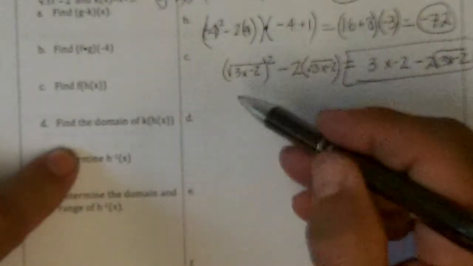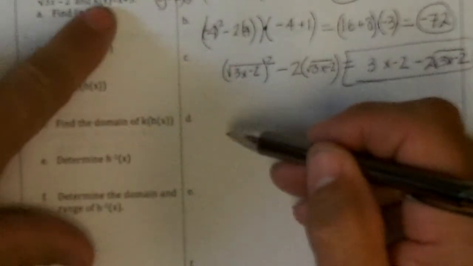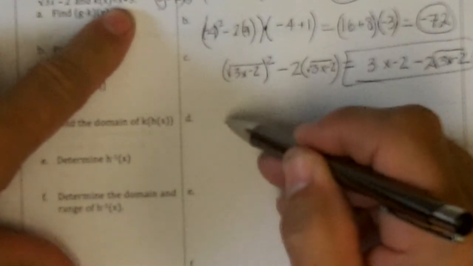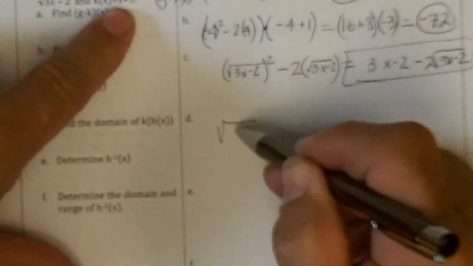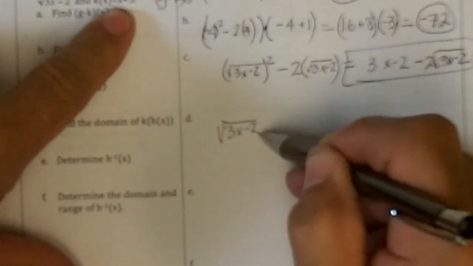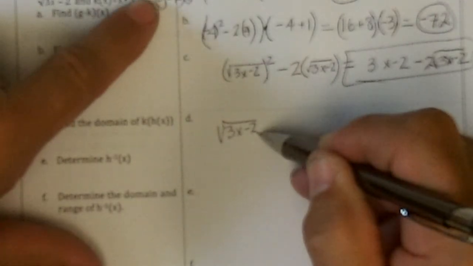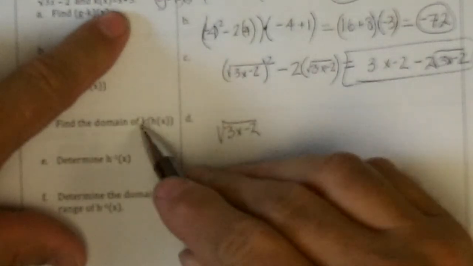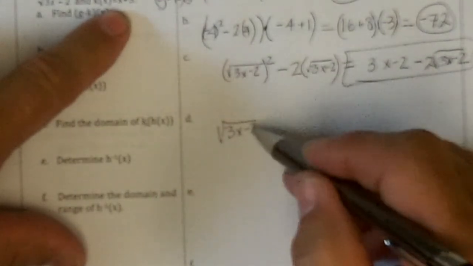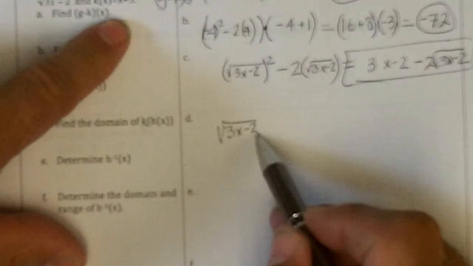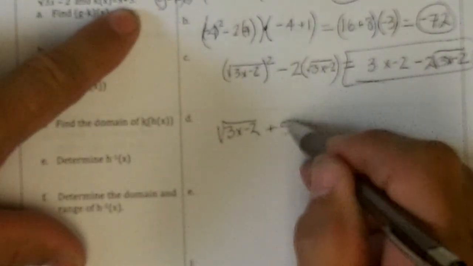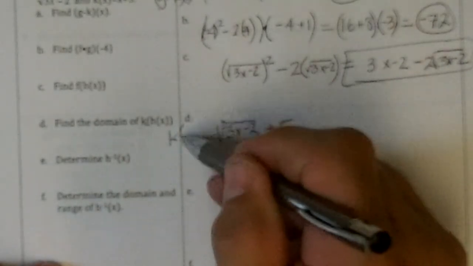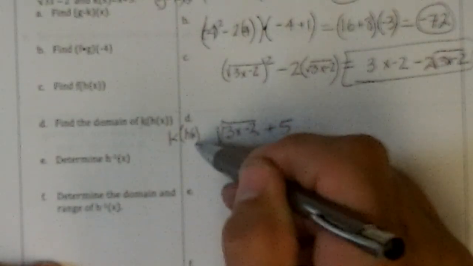Find the domain of k of h of x. So I got to put h of x in for the x in this, so it's going to be the square root of 3x minus 2 in for the x in k of x, which means that x turns to the square root of 3x minus 2, and then we got plus 5. That's k of h of x.